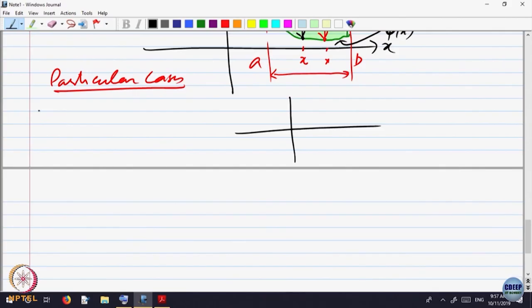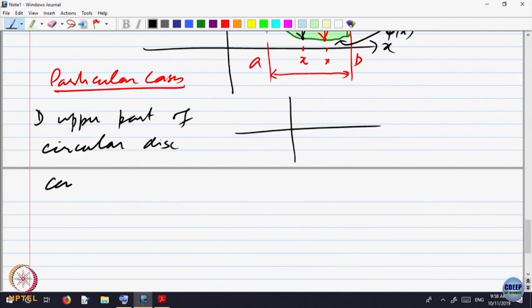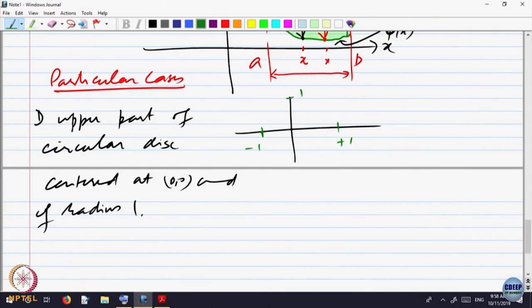Let me look at the domain D, which is, let me write it in words and then describe it. This is the upper part of the circular disk centered at 0, 0 and of radius 1. Right? So, it is what is inside the upper part of the circular disk centered at 0, 0. So, what does this look like? So, this looks like radius is 1. So, minus 1 to plus 1, this is 1. So, it is this part of the very bad circle, but it's okay.